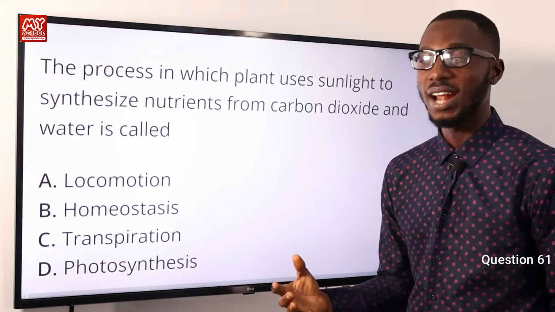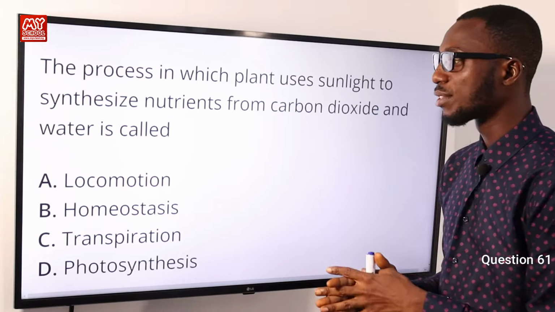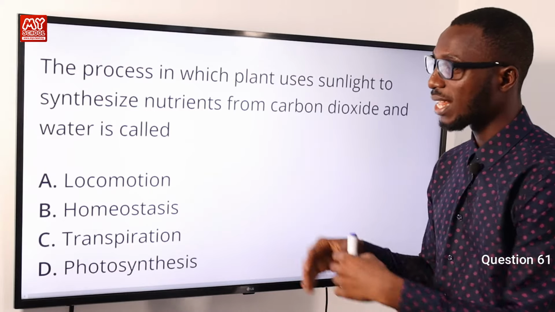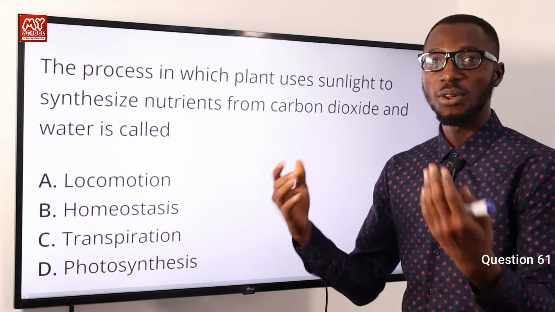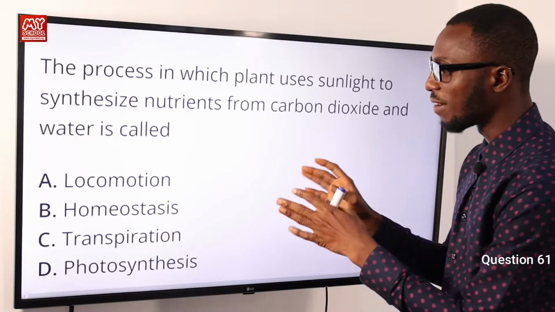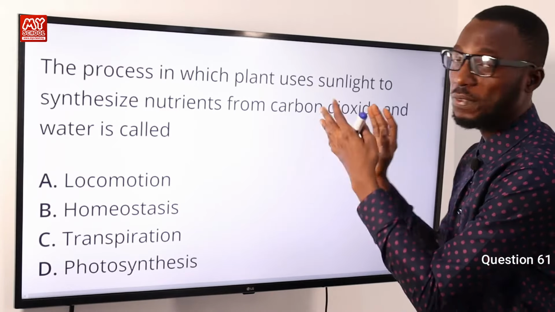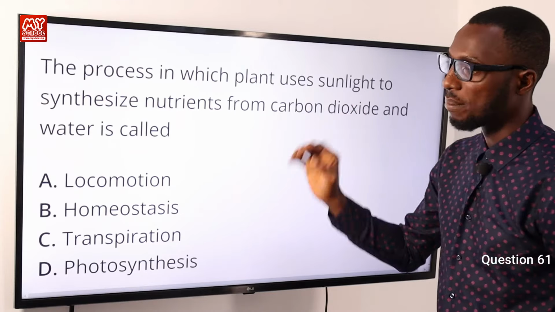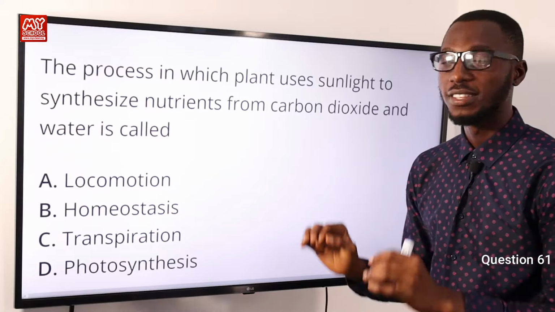Locomotion can be described as movement, very similar to movement, or we can use the word movement to replace it. We have B, homeostasis, that's regulation of internal environment. We have transpiration, that is water loss or water release. Then photosynthesis is what fits the definition that we just saw from the question. So, option D is very correct.